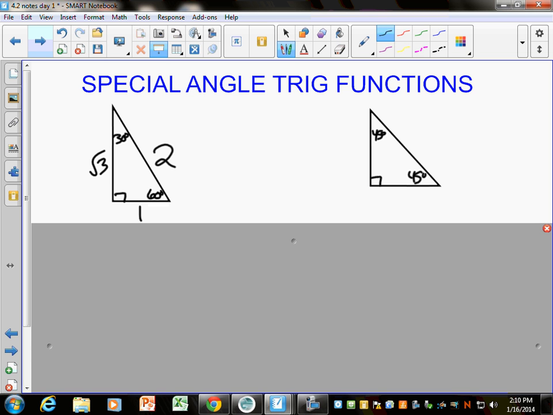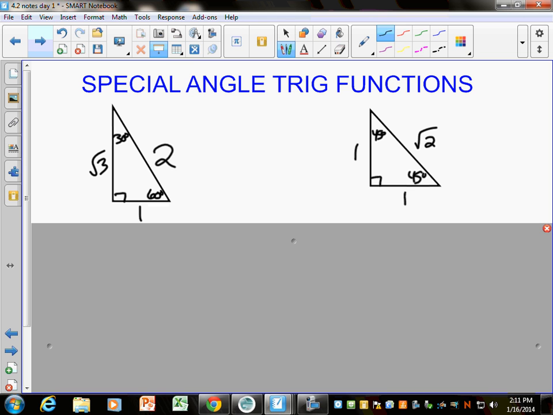Okay? The other one is a 45, 45, 90 triangle, and the sides are the same. It's isosceles, and again, we're talking about a unit circle here, so the radius is always 1. So 1, 1, and then think about if you did the Pythagorean theorem here, that's going to end up being the square root of 2. 1, 1, square root of 2.